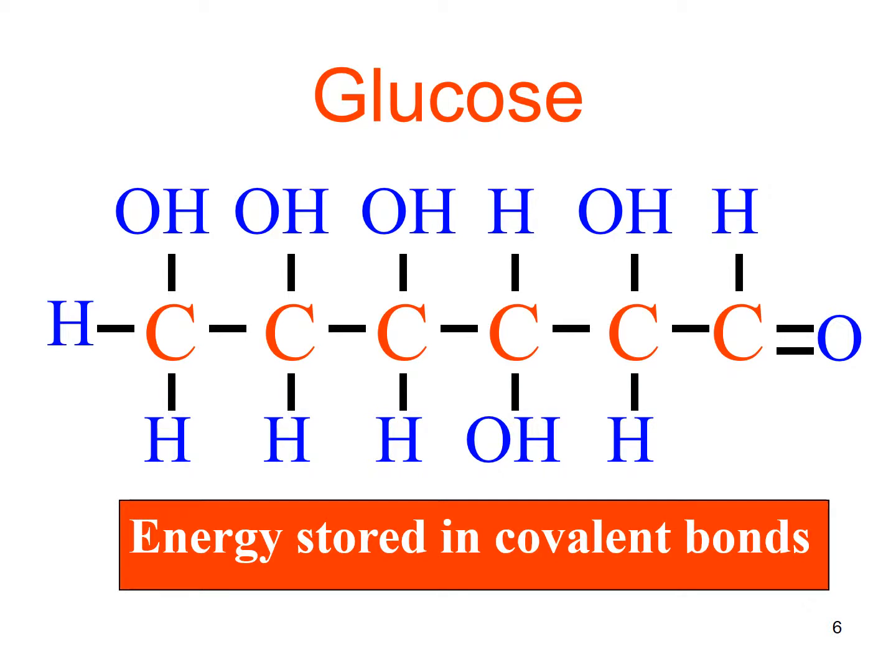So when we go through metabolism, we pull the hydrogens and hydroxides off of those carbons, and we break the carbons apart. And by breaking all these covalent bonds, energy is released, and then the body uses that energy to synthesize ATP.